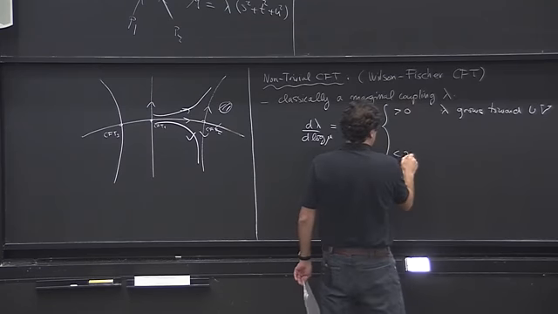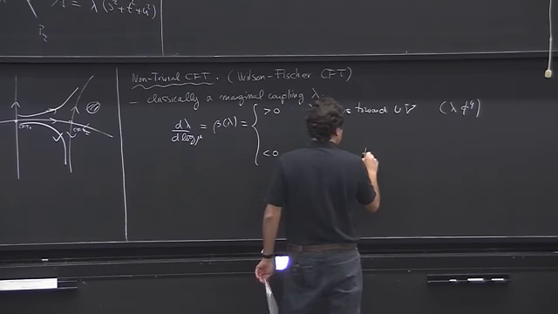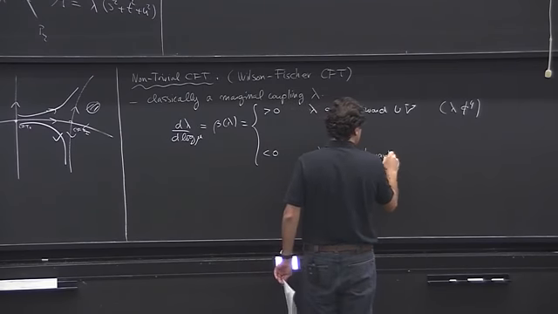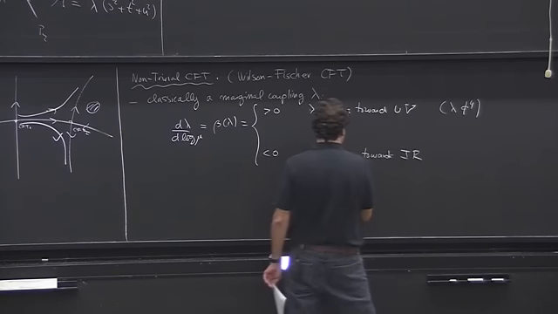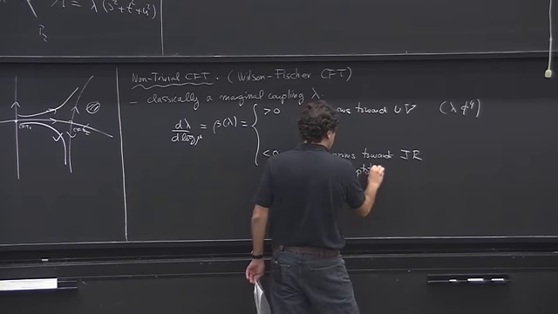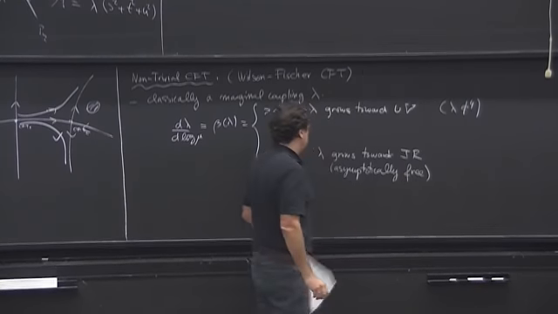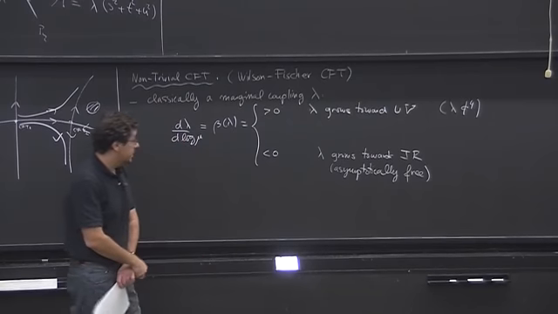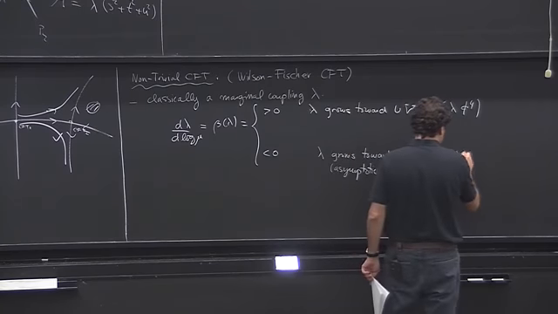Or the beta function can be negative, in which case lambda grows towards the infrared. These are also sometimes, you must have heard this word, asymptotically free. And an important example of such a theory that has an asymptotically free coupling constant that grows towards the infrared is Yang-Mills, called the Yang-Mills theories.